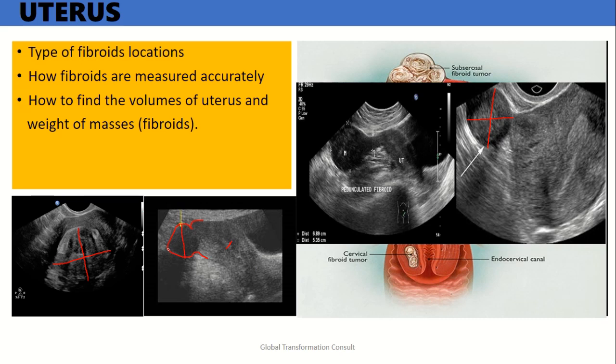to here. Always look at the longest part of the fibroid. Don't measure anyhow. You measure the longest part of the fibroid, like how this one is measured. So you can measure this way and this way. You also have to measure the longest part of it and the shortest part of it, like the way this is measured. You can see like that. Okay, good.